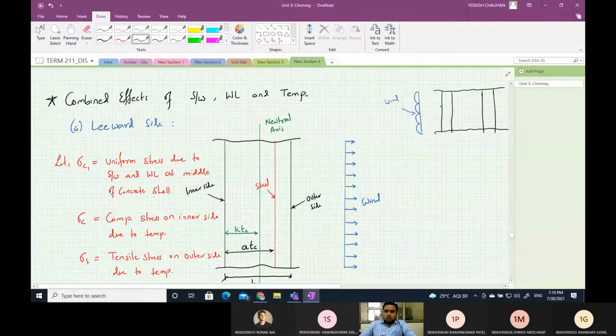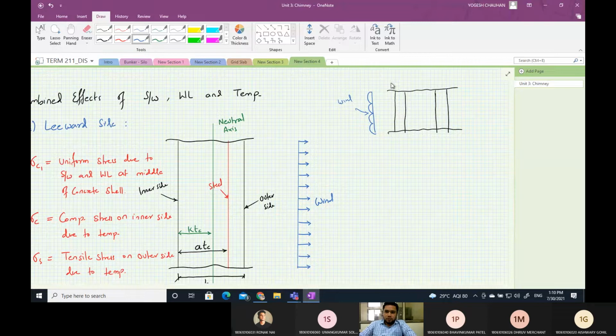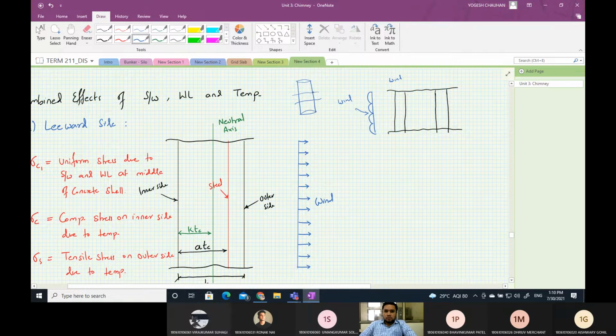This part is the windward side. It is actually like this. The chimney is like this. We are considering only some portion of the chimney. So this is the windward side. This is the leeward side. We have considered this case, the leeward side.